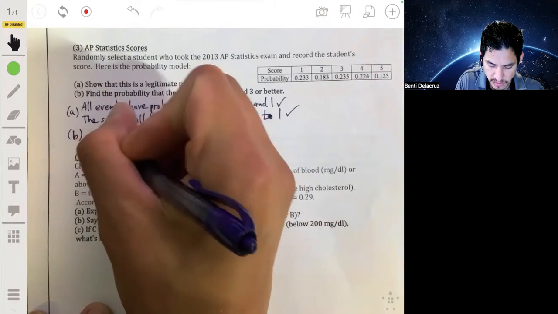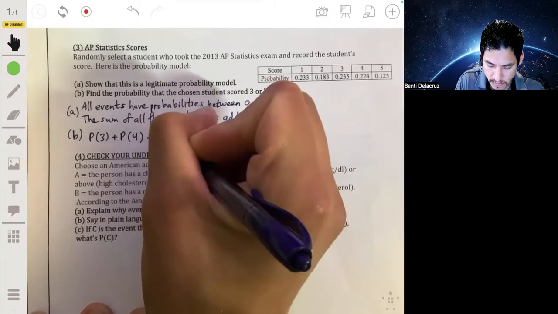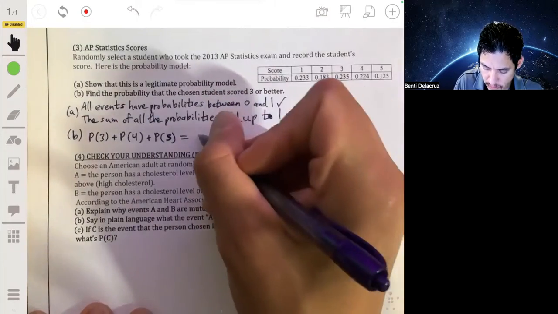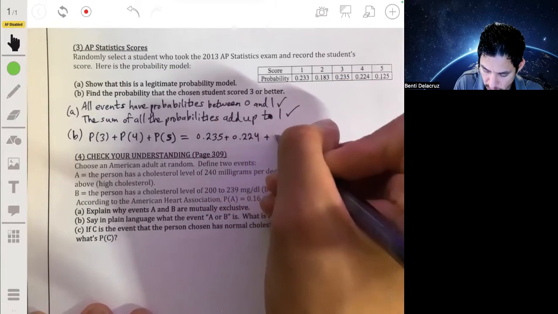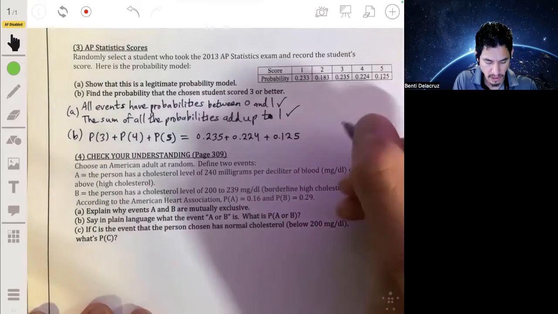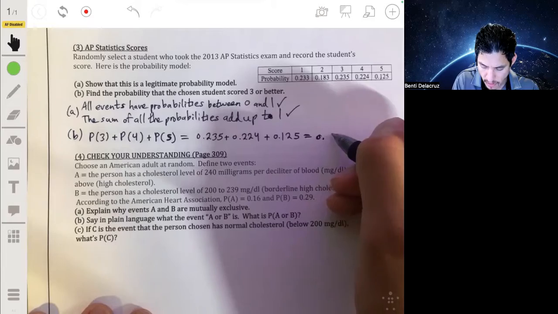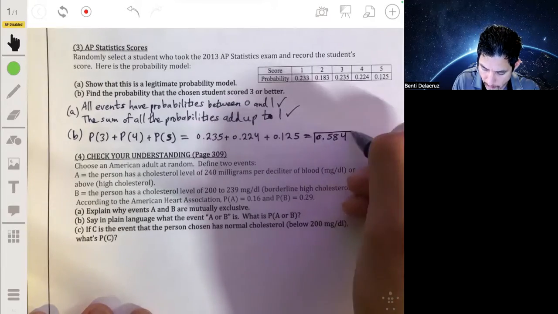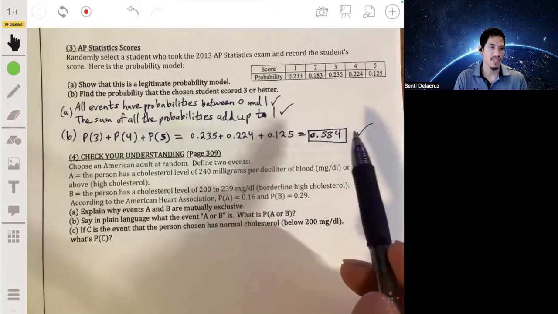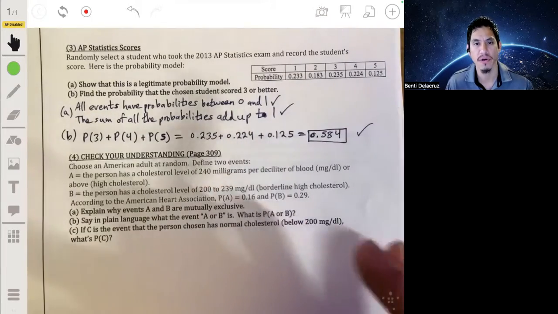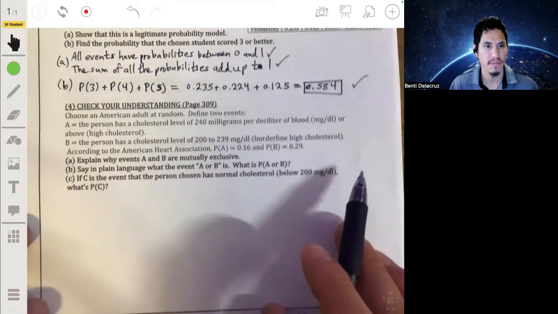And we can write this like this. Let's add those numbers up: 0.235 plus 0.224 plus 0.125, and we would get 0.584. So there's a 58.4% chance that we would randomly select a student that got a 3 or 4 or a 5, so got a 3 or better. All right, let's look at the next example.